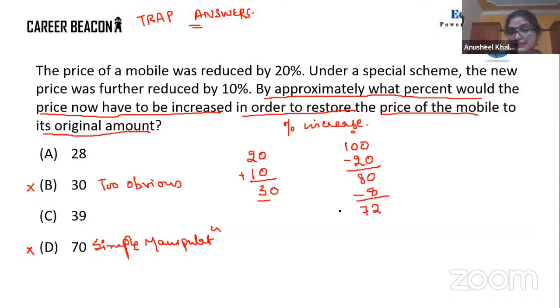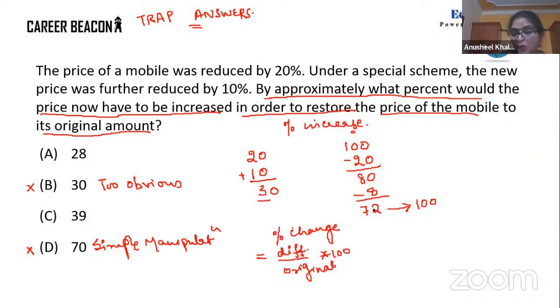And now the question is asking by approximately what percent would the price now have to be increased in order to restore the price to its original amount. That means we have to increase the amount from 72 to 100 and we have to find the percent change, right? So to find the percent change, the formula required is the difference of the two numbers over the original number into 100. Right?